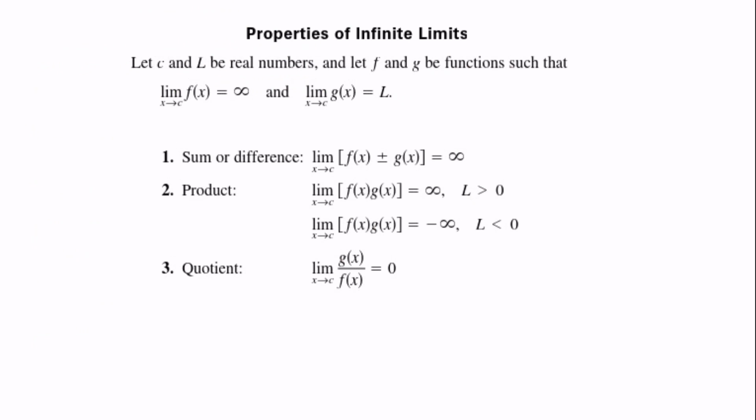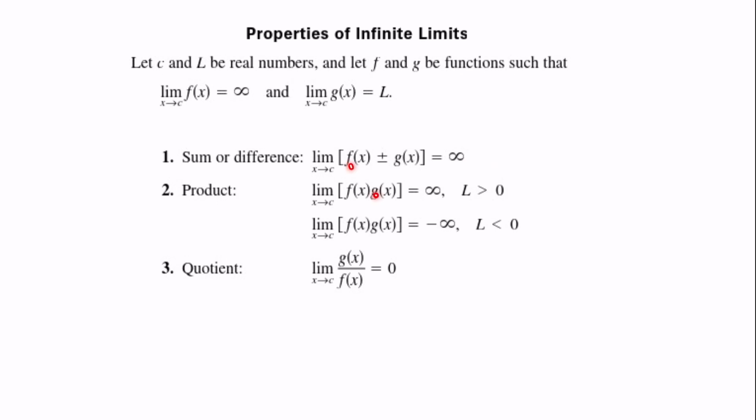So now let's take a look at the properties of infinite limits. Let C and L be real numbers, and let f and g be functions such that the limit of f of x as x approaches c equals infinity, and the limit of g of x as x approaches c equals L. So this is a finite number, this is an infinite number, infinity. So the sum or difference, if you add a number to infinity, you will still get what? Infinity. If you subtract a number from infinity, you still get infinity. So the answer is infinity.